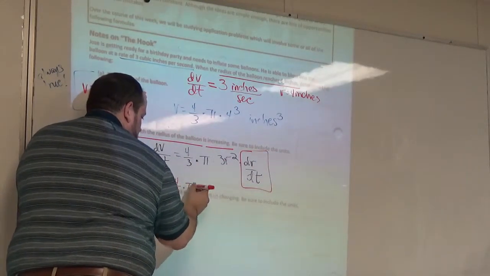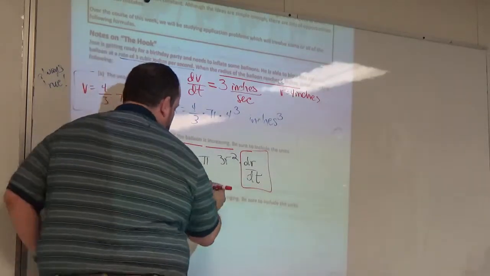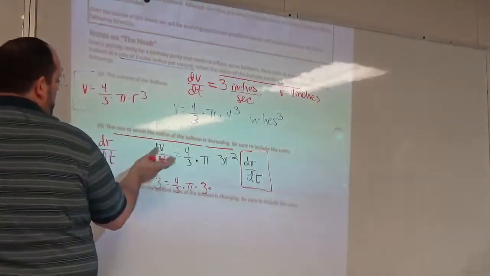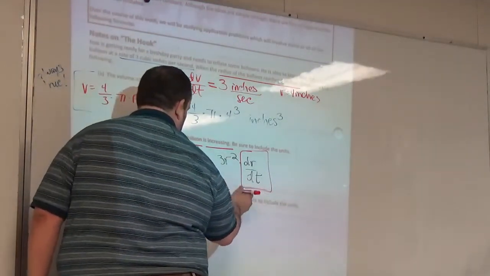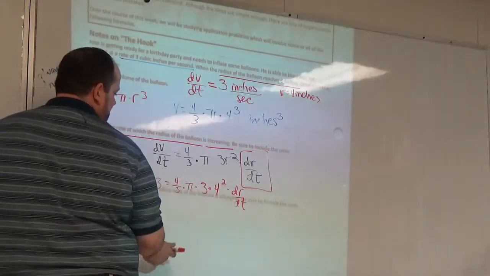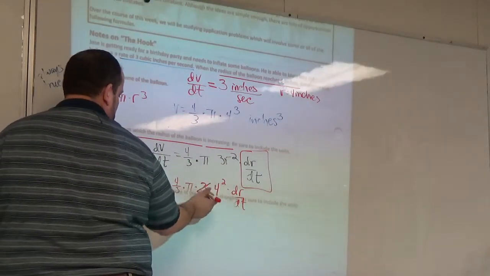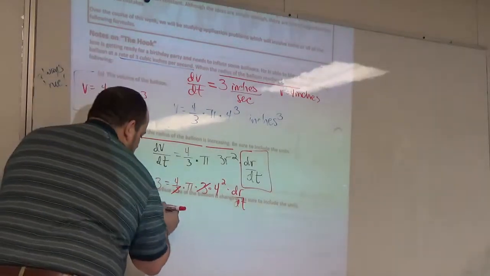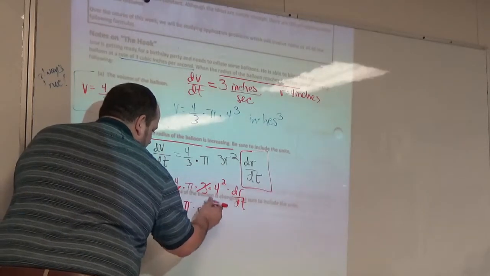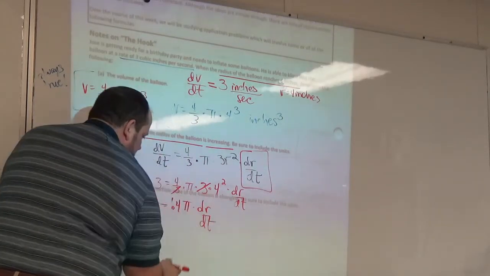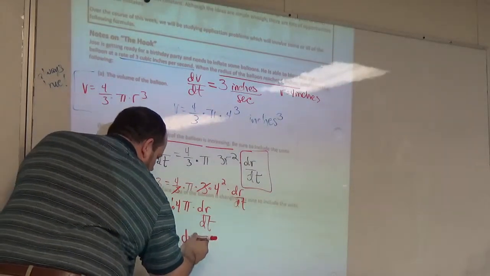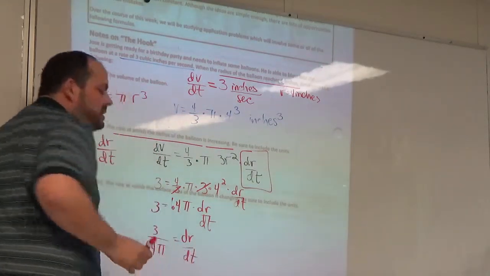3 equals 4/3 times pi times 3 times r squared dr/dt. Do we know what the radius is? 4. Right, 4 squared. Nothing but a little bit of cleaning up here. 4/3 times pi times 3. Those 3's can cancel. 4 times pi times 4 squared is 64 pi dr/dt. If I divide, I'm going to get 3 divided by 64 pi is dr/dt.